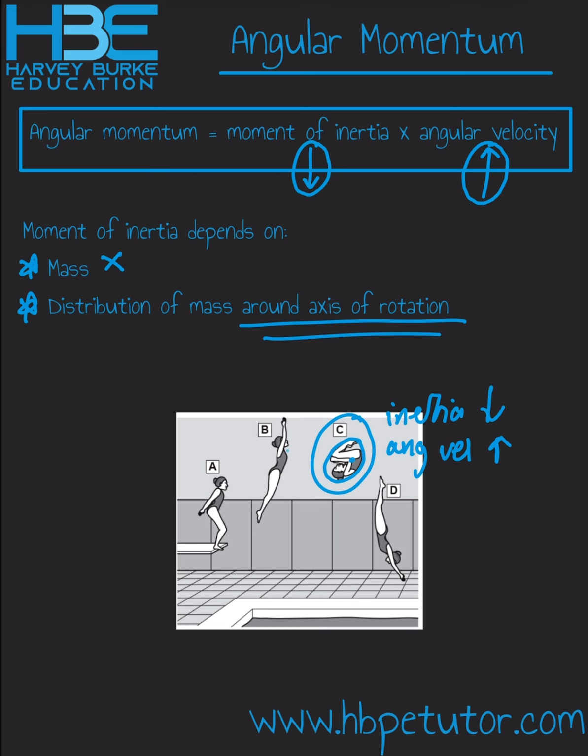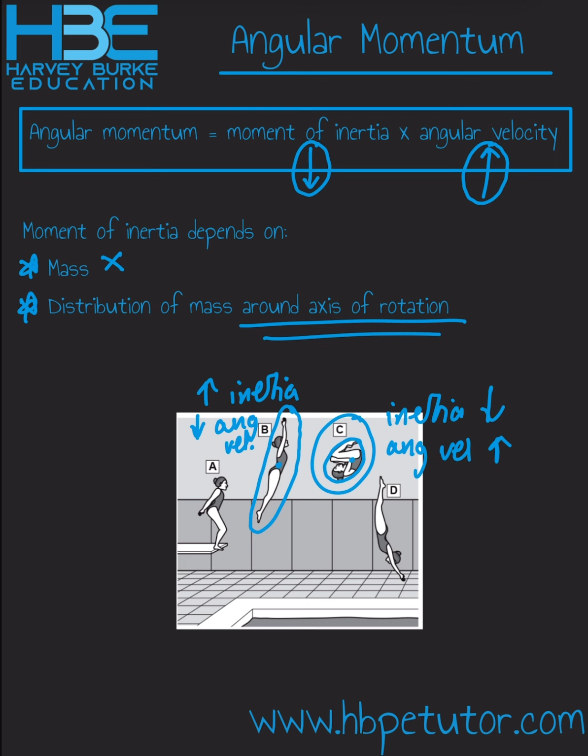And then it's just the opposite for point B. So at point B, they've distributed their mass really far away from the transverse axis of rotation. That has increased their inertia, so they're more resistant to spin, and therefore they're going to spin slower, so their angular velocity will be slower at point B.